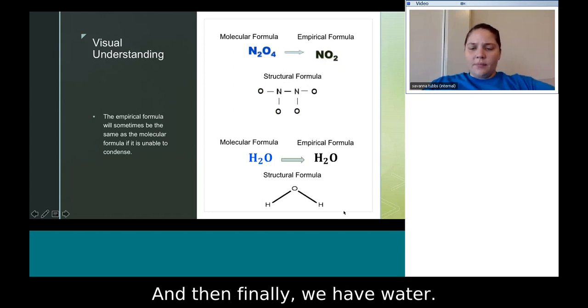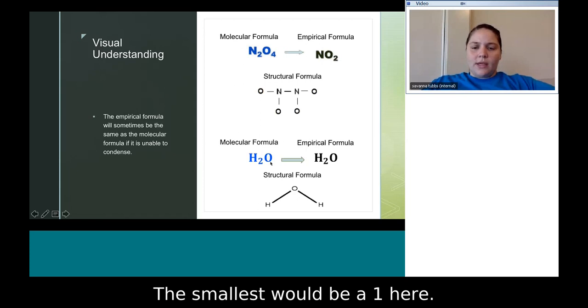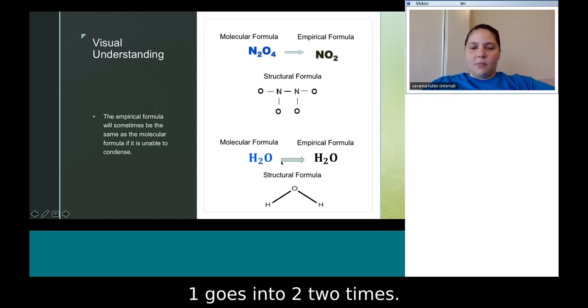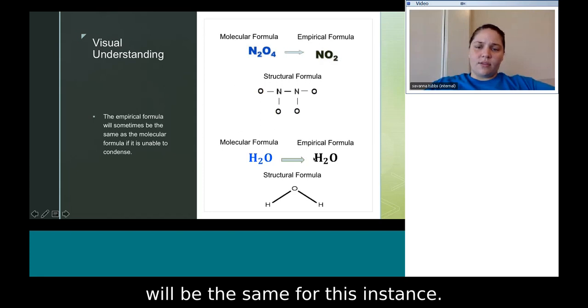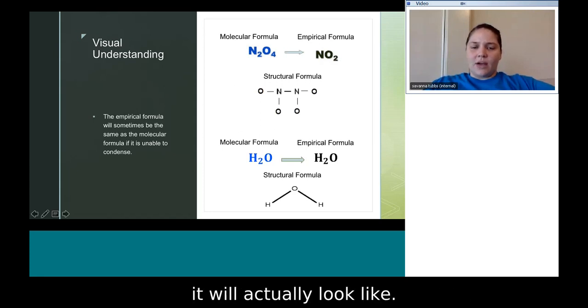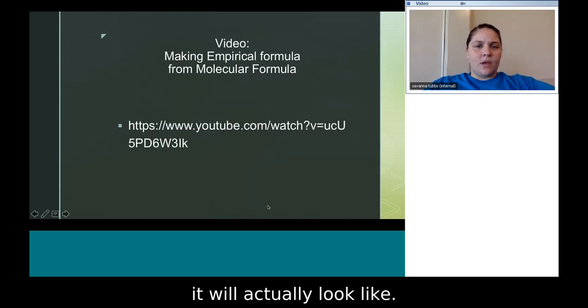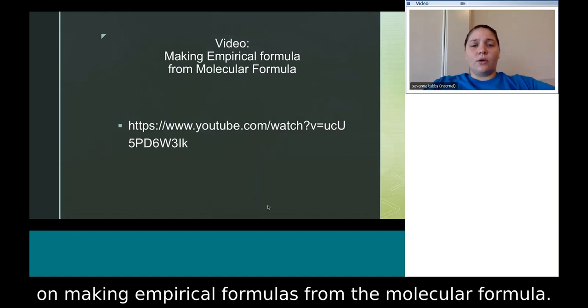And then finally, we have water. So we have H2O as our molecular formula. The smallest would be a 1 here. 1 goes into 1 1 time, 1 goes into 2 2 times. So we realize that our molecular and our empirical formula will be the same for this instance. And then our structural formula of what it will actually look like. So I'm going to show you a brief video on making empirical formulas from the molecular formula.